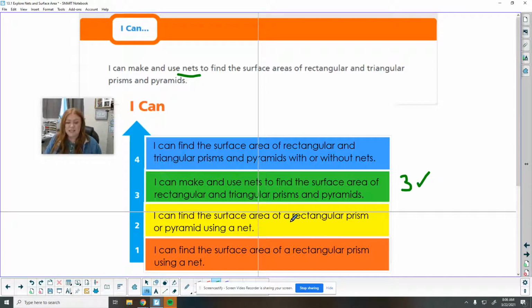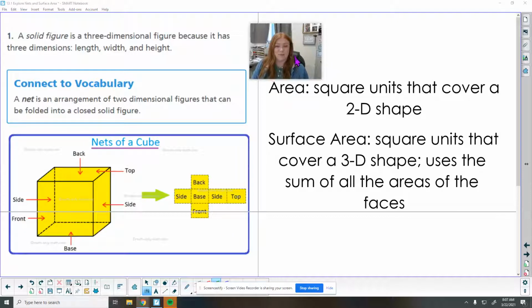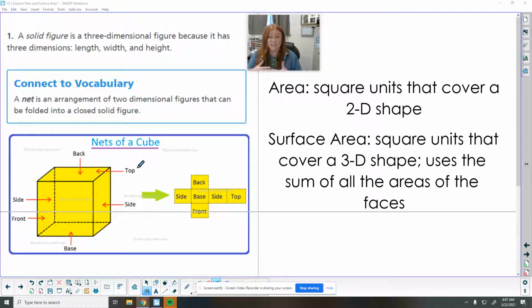If you can just do rectangles and prisms or pyramids, then that's a 2. If you can just do the prisms like the ones we just did with that box, if you can just find boxes, then that's a 1. And if you can do it with or without the nets, all of the different shapes, and you can see it on the paper and folded out, then that is a 4. So we'll talk more about what these nets mean. So if you can do it with the net and the measurements, that's a 3. But if you can do it without the net, then that's going to bump you up to that next level, to be a 4.